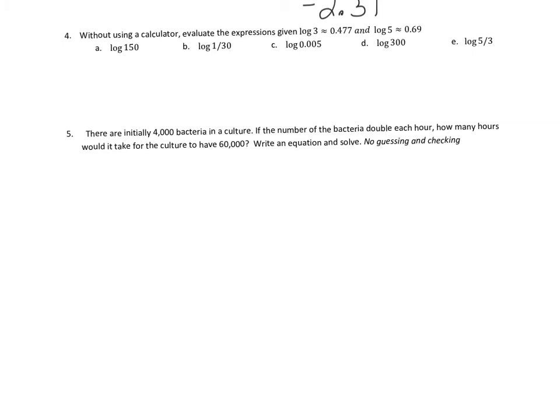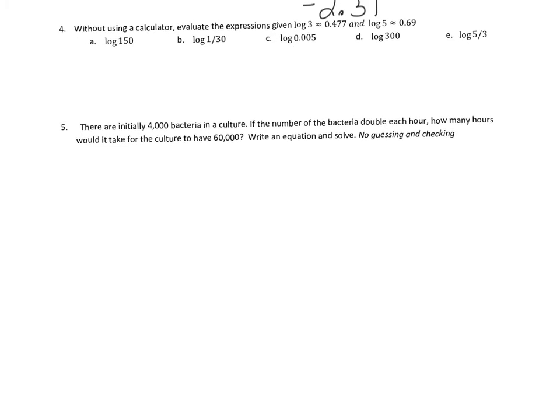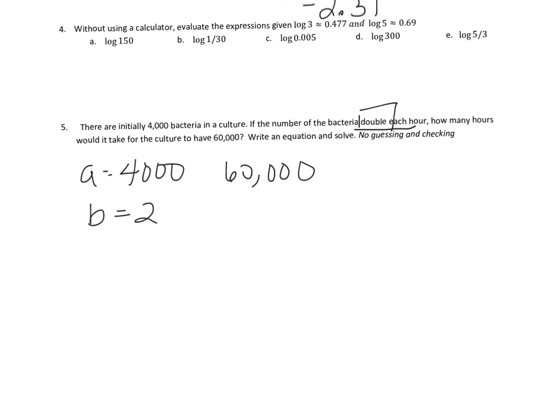There are initially 4,000 bacteria in a culture, so A equals 4,000. If the number of bacteria double each hour, how many hours would it take for the culture to have 60,000? So doubling gives us the growth factor. The growth factor is 2. So the B in this case is 2, which is 1 plus the rate. It's increasing at a rate of 100%.